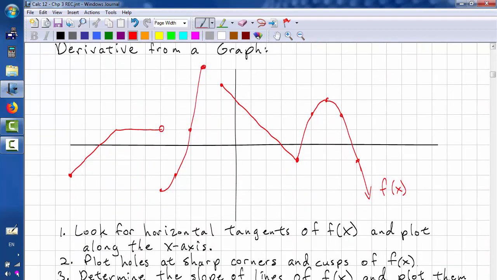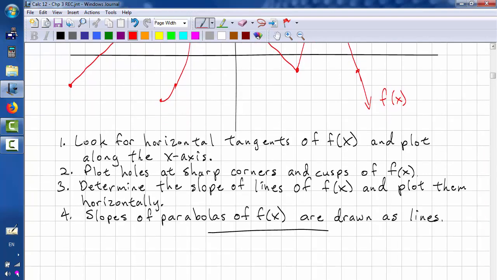So let's take a look at this graph and plot the derivative. And here are the notes. Look for a horizontal tangent of f of x and plot along the x-axis because the derivative is 0. Plot holes at sharp corners and cusps of f of x. Determine the slope of the lines of f of x and plot them horizontally. Slopes of parabolas are drawn as lines.